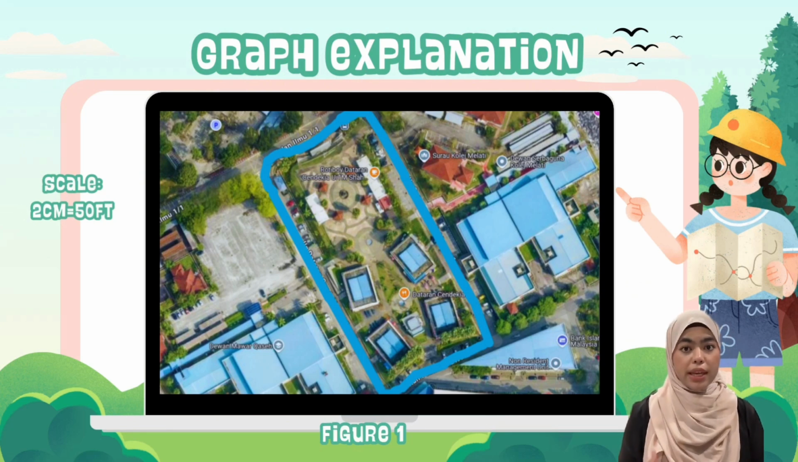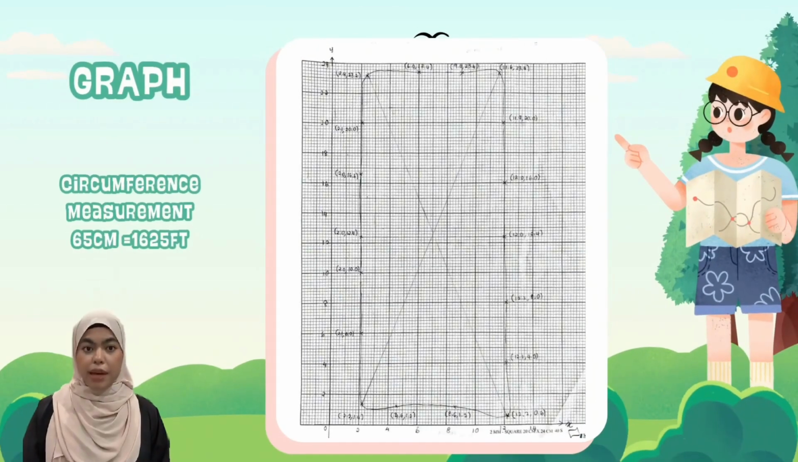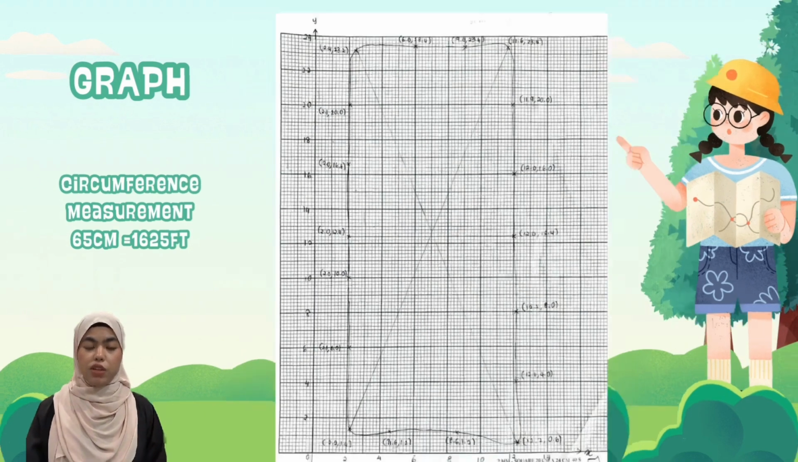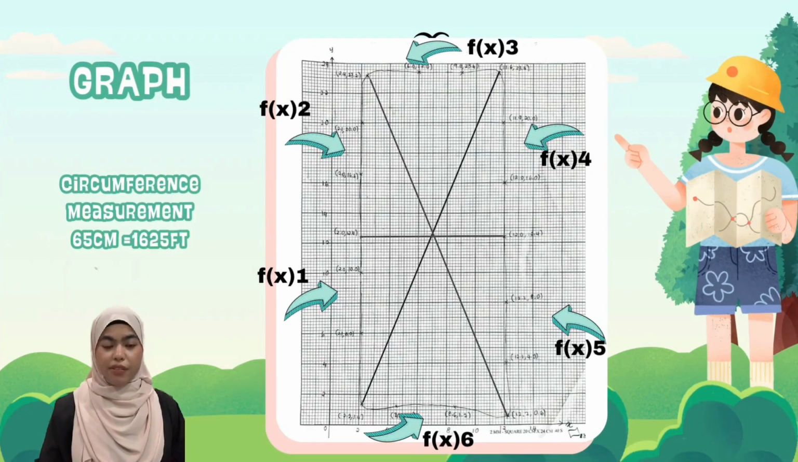We started by collecting data using Google Maps, where we scaled the map to a ratio of 2 cm equal to 50 feet. Based on the scale I mentioned just now, we measured the circumference of dataran cendekia, which came out to be 65 cm on the graph, equal to 1,625 feet in reality. As you can see, the graph has been plotted into 18 points and has been divided into 6 equations. This graph helps us visualize and process the data for the next step in the curve fitting process.